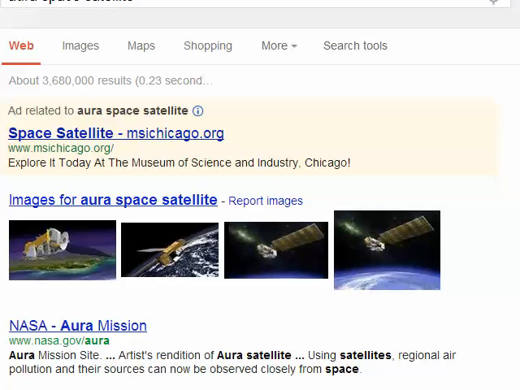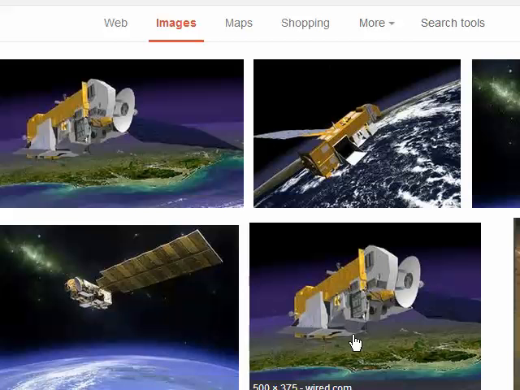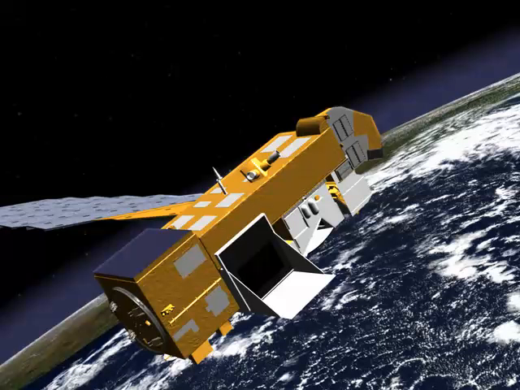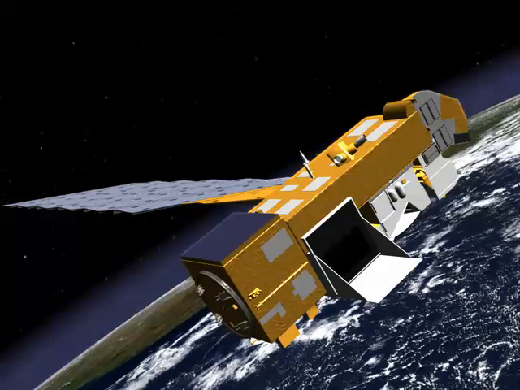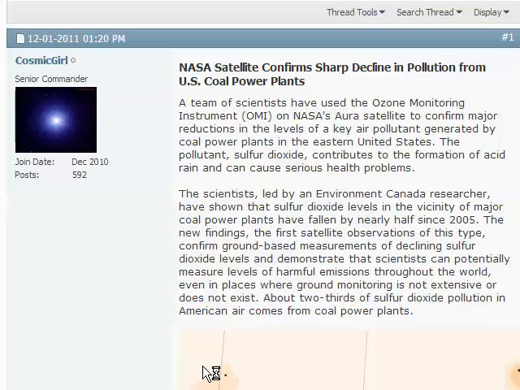I'm wanting to have a look at this Aura space satellite. I'm not sure where I'm going with this, but it sure is pretty. Okay, well, actually it looks more like a big yellow box. But does it take pretty pictures? Well, it sounds like good news.